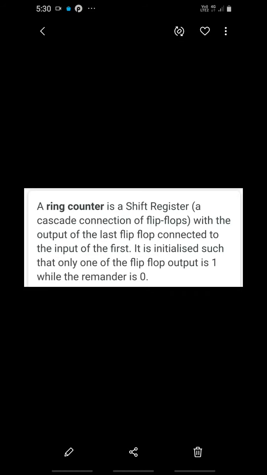Today I am explaining about the working of a ring counter. A ring counter is a shift register with the output of the last flip-flop connected to the input of the first flip-flop. It is initialized such that only one of the flip-flop outputs is 1 while the remainder are 0.